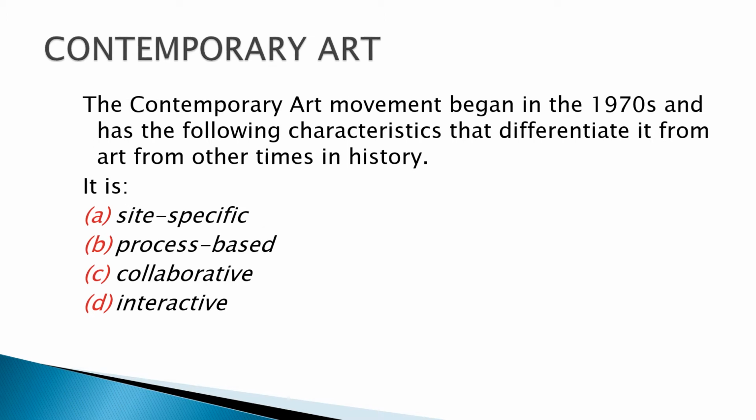Now let us define contemporary art. The contemporary art movement began in the 1970s and has the following characteristics that differentiate it from art from other times in history. It is site-specific, process-based, collaborative, and interactive. Site-specific means that the art experience will change depending on the time and place where the artwork is located and visited.